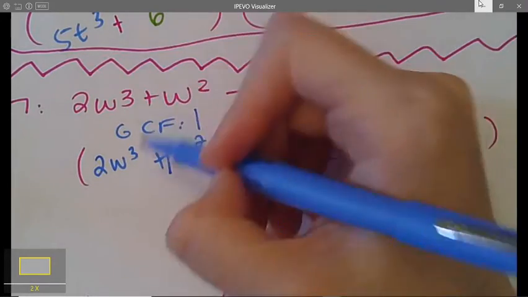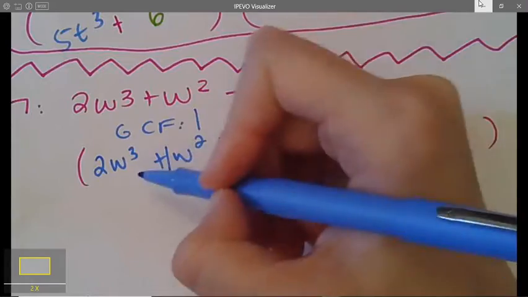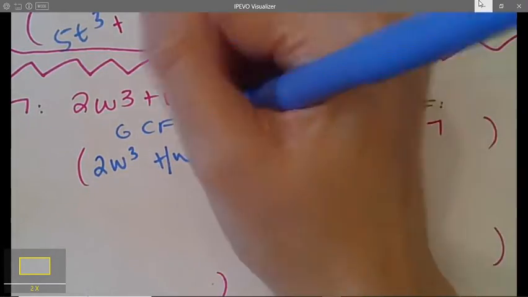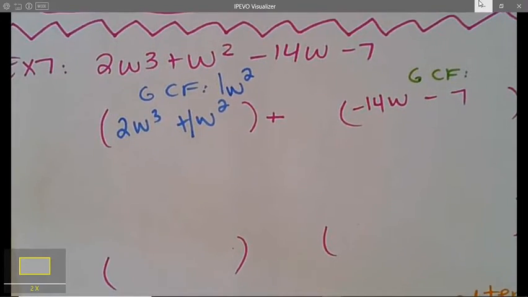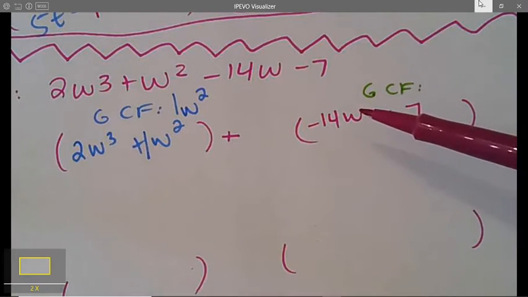Okay, and then when you have your variables, you're going to pick the one with the lowest exponent. So which one has the lowest exponent? It would be the w squared. So my GCF is 1w squared. Okay, and then now I'm going to look at the GCF in my second parenthesis.